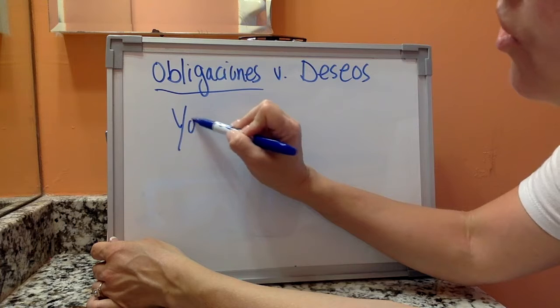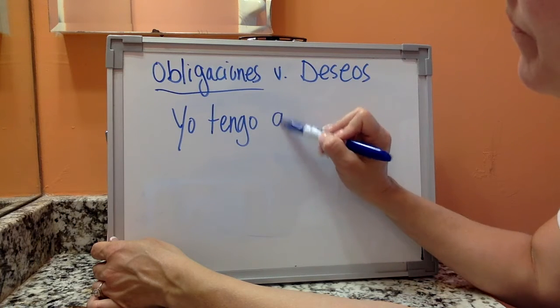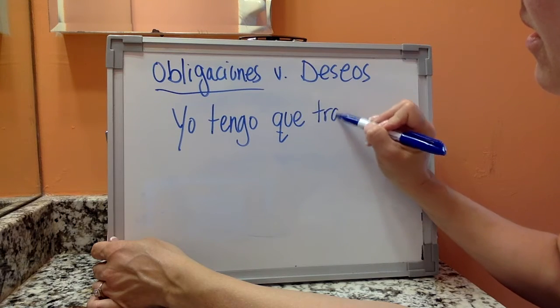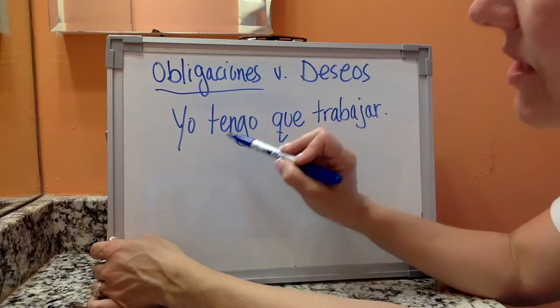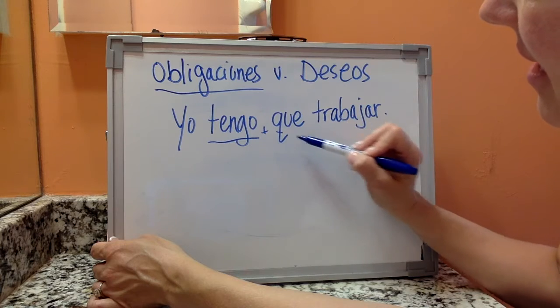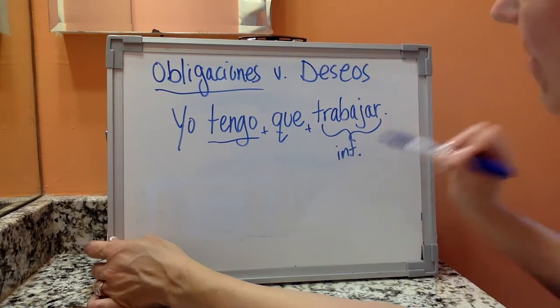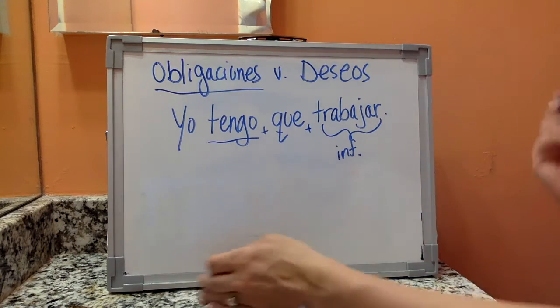So, yo tengo que trabajar. Okay, so notice I conjugate the form of the verb tener plus que plus an infinitive because I have to work. Okay, I have to take care of my kids, right?